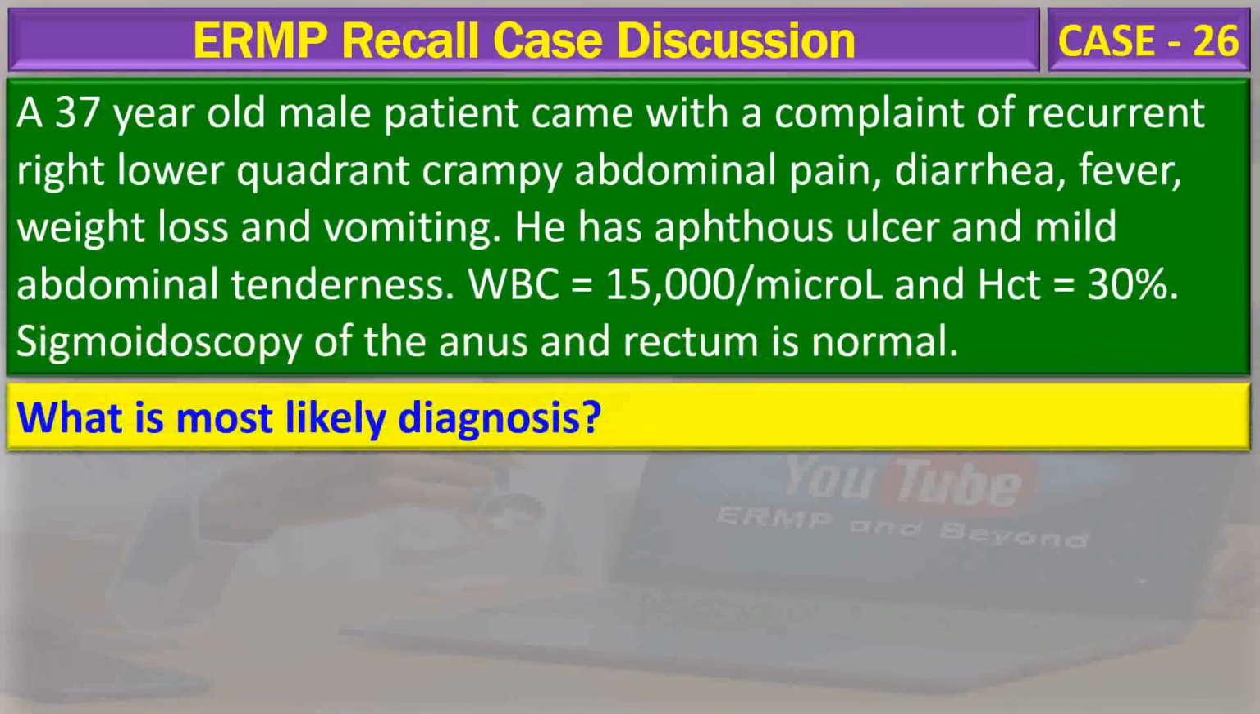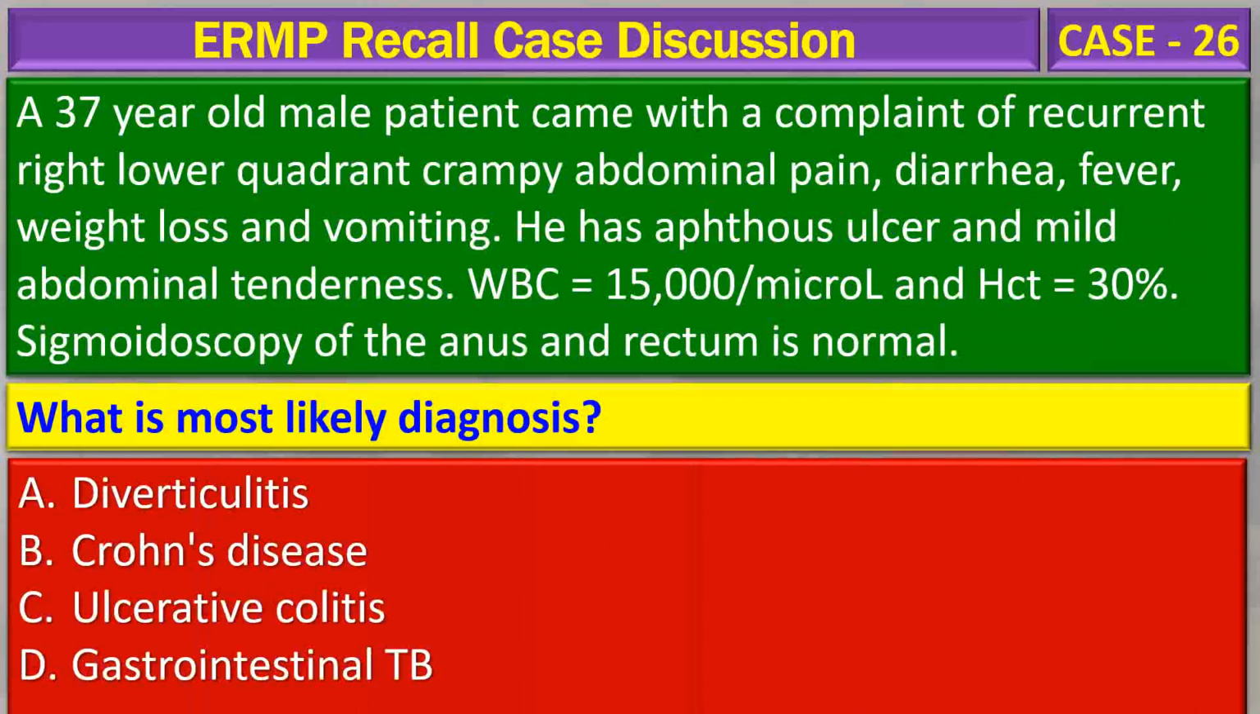What is the most likely diagnosis for this patient? A. Diverticulitis. B. Crohn's disease. C. Ulcerative colitis. D. Gastrointestinal tuberculosis.